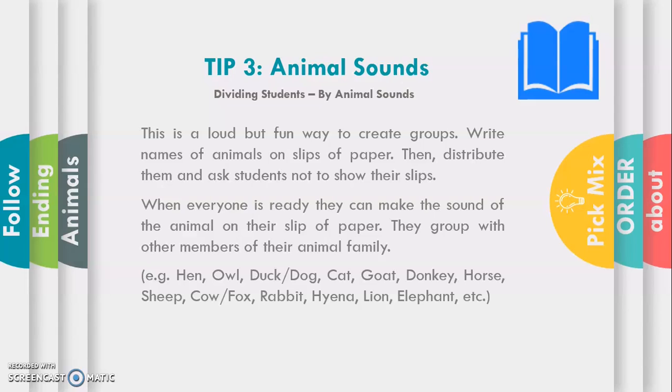For instance, you can have bird families together: hen, owl, duck. Or tame animals: dog, cat, goat, donkey, horse, sheep, cow. And wild animals too. You can have another category or animal family: fox, rabbit, hyena, lion, elephant. These are simple to make the animal sound.